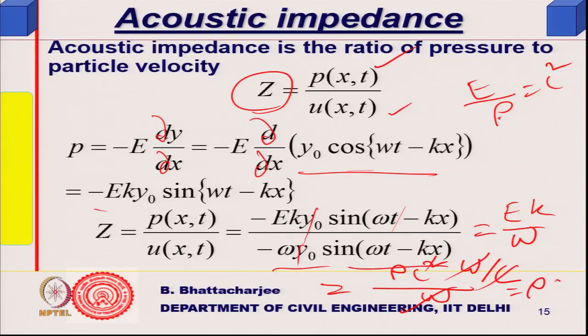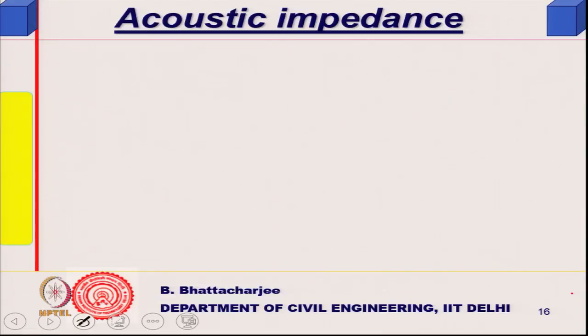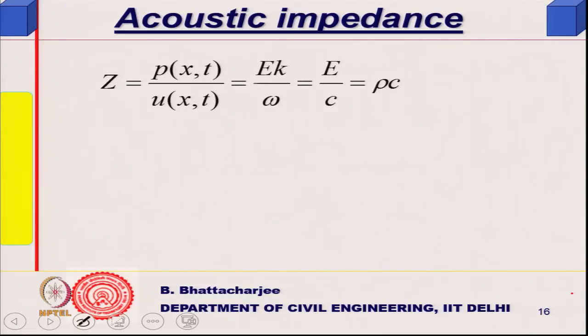What is this? The acoustic impedance of the medium is rho into wave velocity. Acoustic impedance is simply rho C. So it is rho C, all right. This gives me a way to relate pressure to velocity.